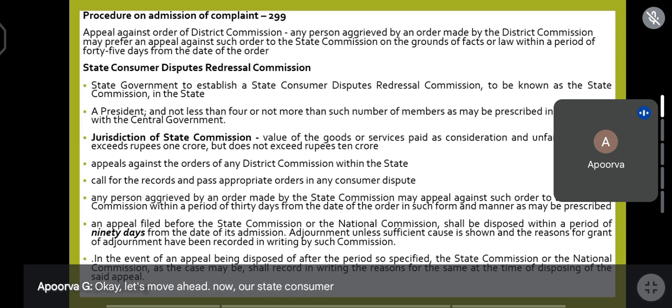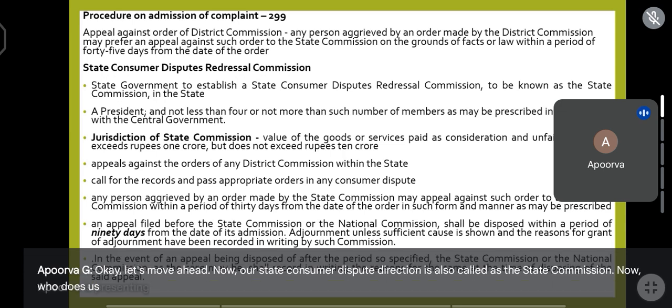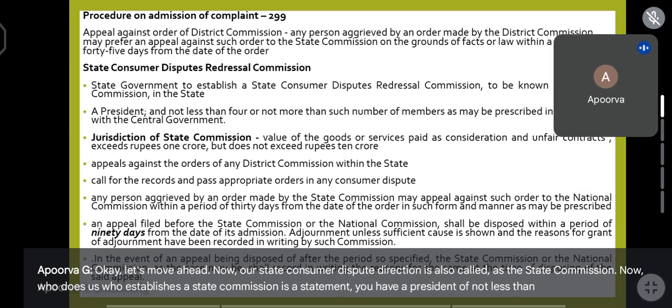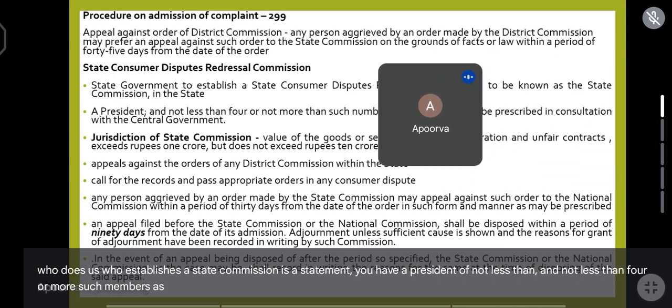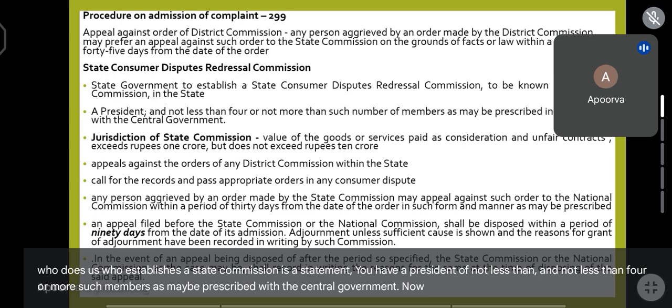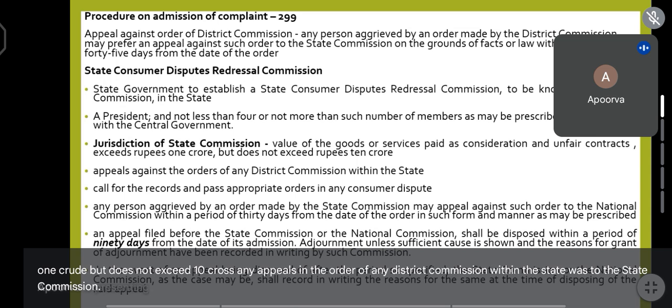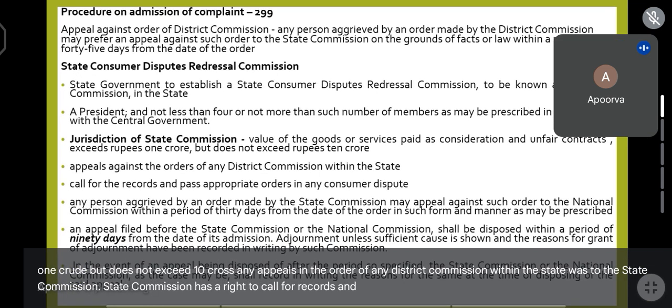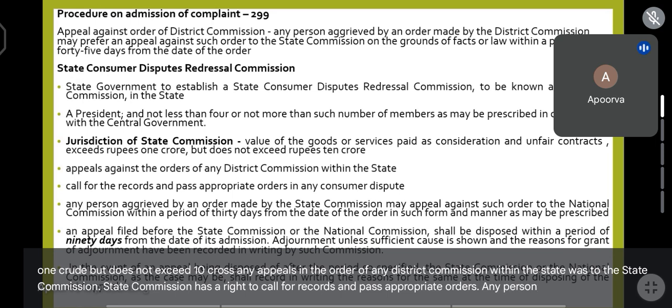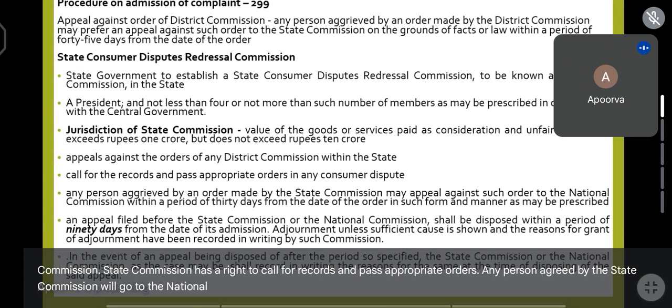The State Consumer Dispute Redressal Commission is also called the State Commission. The state government establishes the state commission. You have a president and not less than four members, or such number as may be prescribed with the central government. Jurisdiction: the value of the goods exceeds 1 crore but does not exceed 10 crores. Any appeals against the order of any district commission within the state go to the state commission. The state commission has the right to call for records and pass appropriate orders. Any person aggrieved by the state commission will go to the national commission within 30 days.